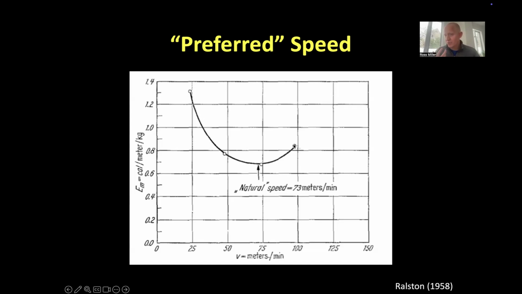It cost you more calories per mile to travel a mile at that faster speed. And at slower speeds, you were a less economical walker. It cost you more calories per mile to travel at that particular speed. Okay? Now, that had been observed before.